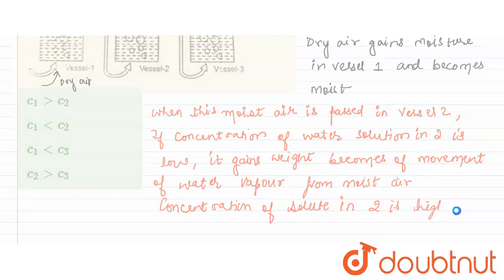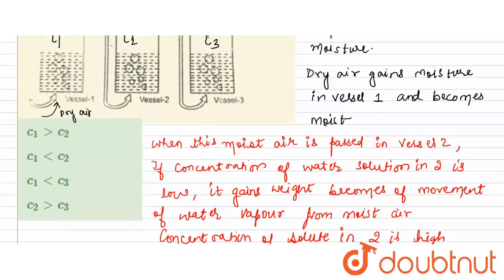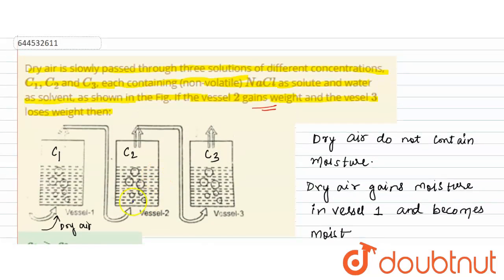So from here you can say that C2, the concentration of solute in 2, is high. So C2 is going to be greater than C1, right? The concentration of solute in the second vessel is high, and that's why it is gaining weight. It is gaining weight because the water vapor, the moist air which has entered, moves towards the solution, and that's why the concentration of solute here is high. Now let's see what is happening in C3.